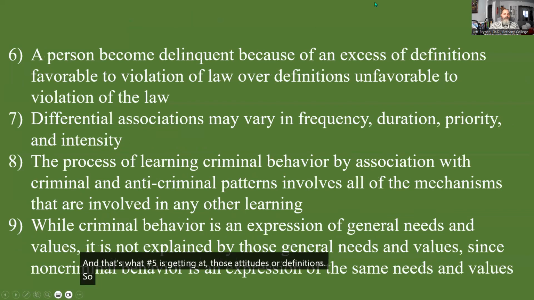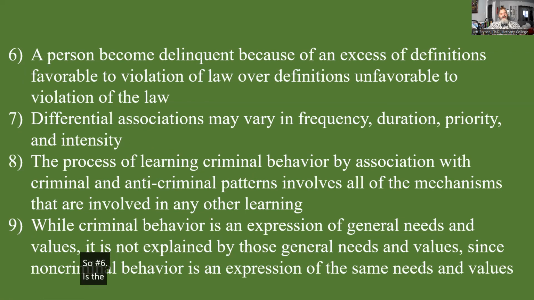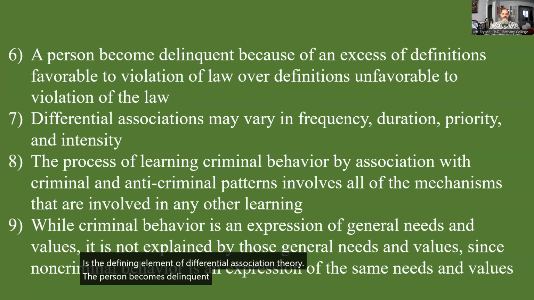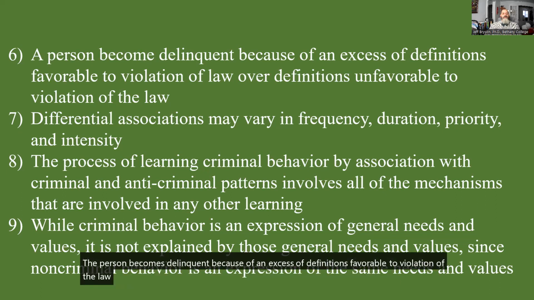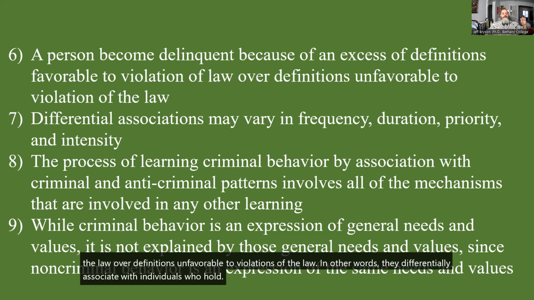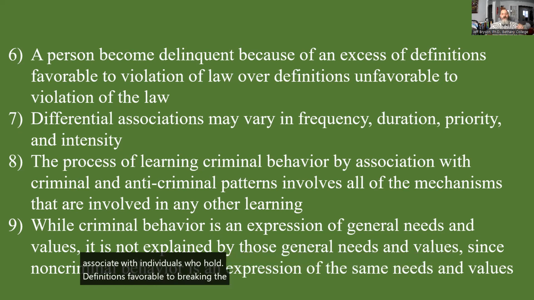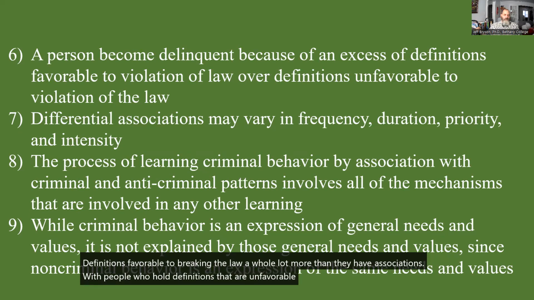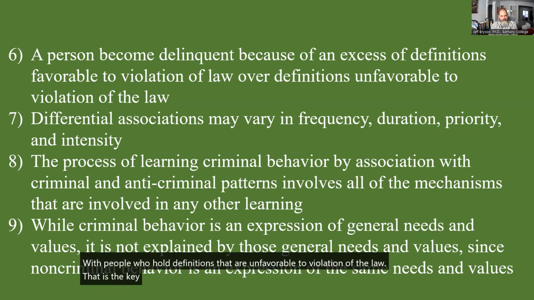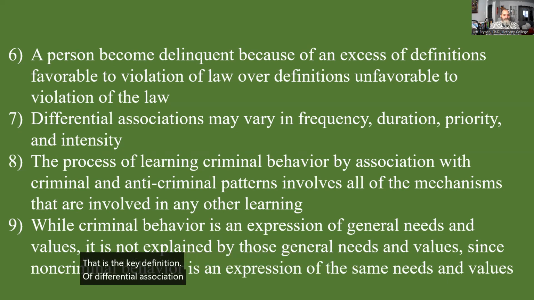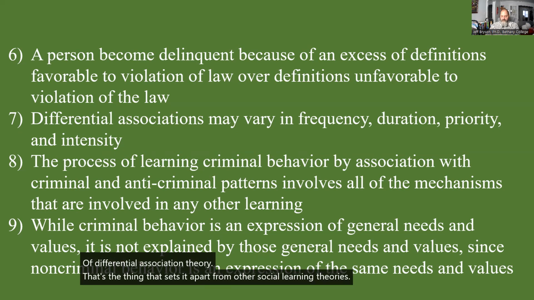So number 6 is the defining element of differential association theory. A person becomes delinquent because of an excess of definitions favorable to violation of the law over definitions unfavorable to violations of the law. In other words, they differentially associate with individuals who hold definitions favorable to breaking the law a whole lot more than they have associations with people who hold definitions that are unfavorable to violation of the law. That is the key definition of differential association theory. That's the thing that sets it apart from other social learning theories. Very important to keep in mind.